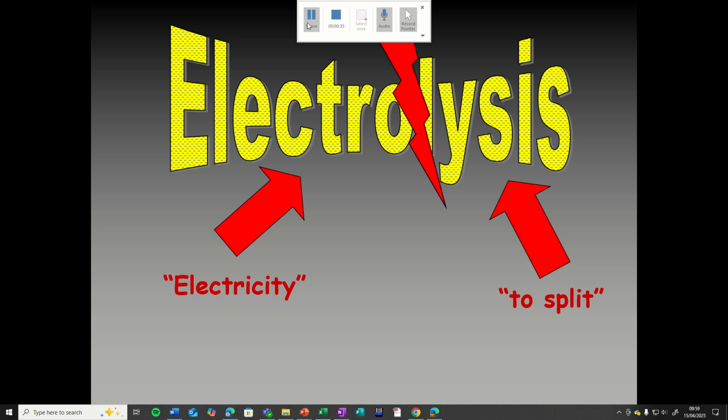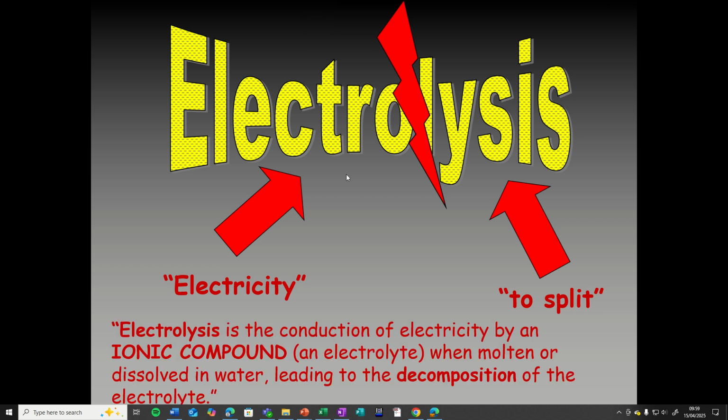And this is a really useful part of chemistry. It's where your aluminium comes from, it's where lots of your metals come from. Okay, so let's have a look at a little bit more about electrolysis.